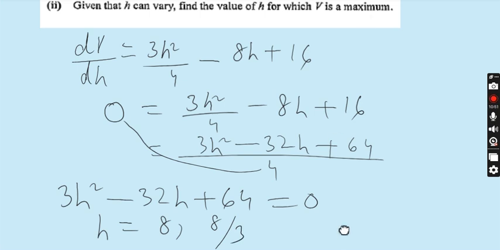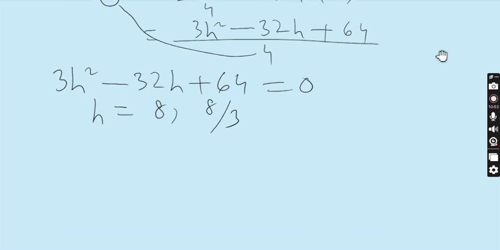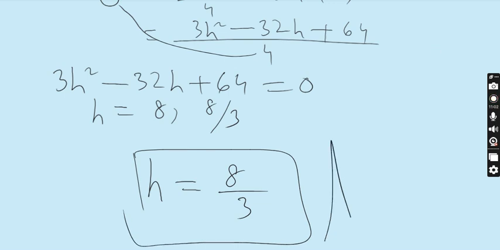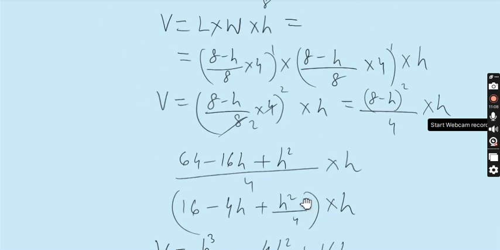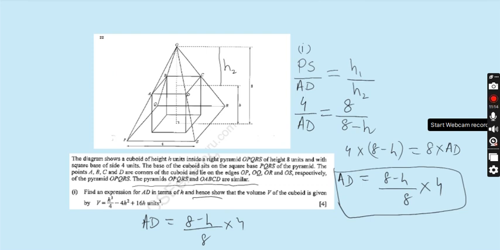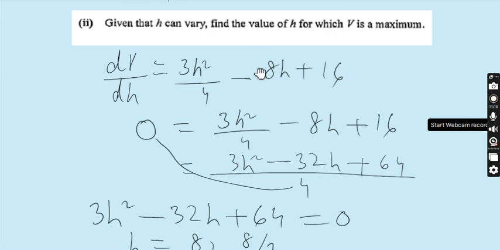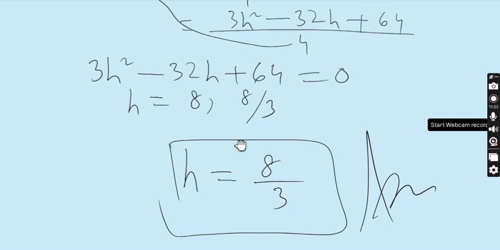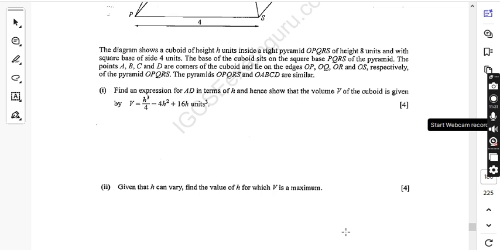Obviously 8 is not admissible because the height of the pyramid is 8. Therefore the value of h is 8 upon 3. This is our final answer. I repeat again, h cannot be 8 because the height of the pyramid is 8. So h should be 8 upon 3. This is our final answer. So I hope you understand and enjoyed the whole word problem of differentiation.